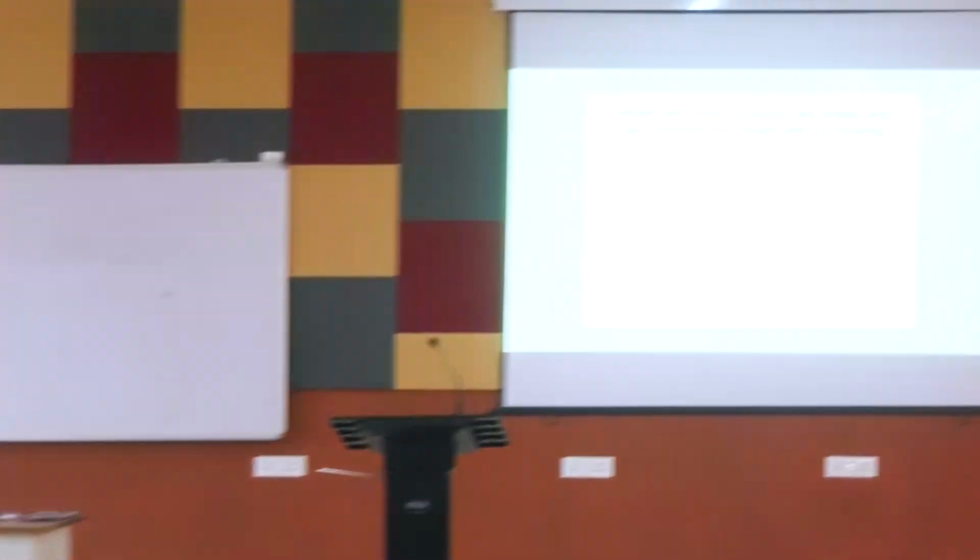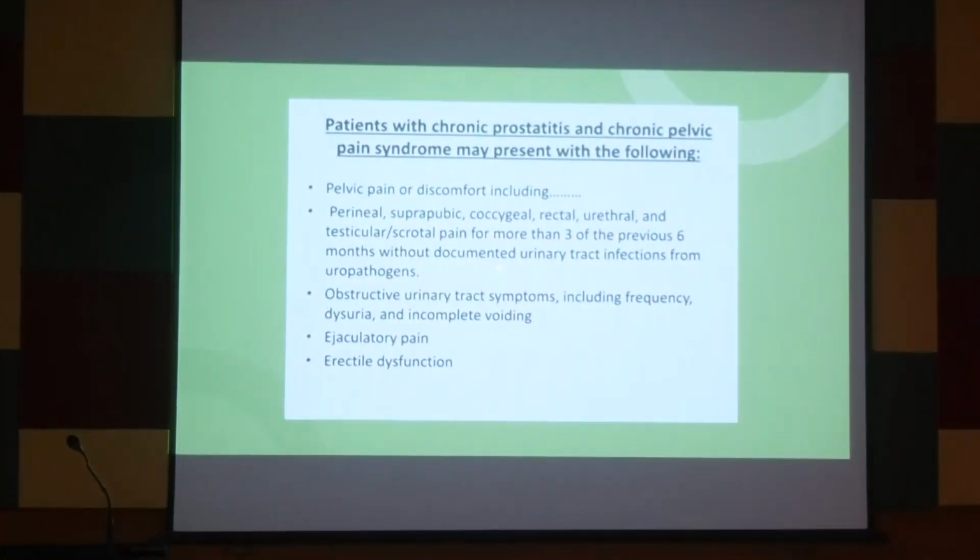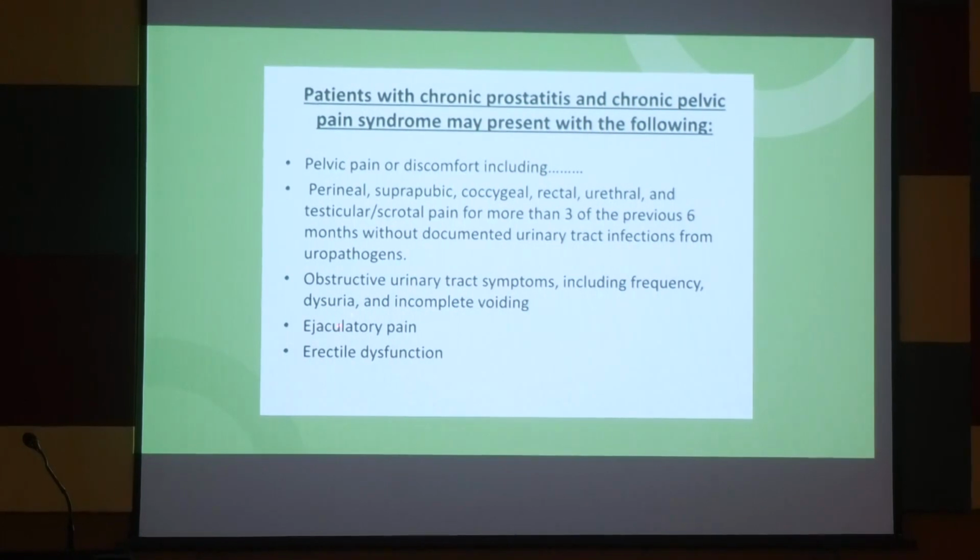Pelvic pain or discomfort, as told earlier, perineal, suprapubic, coccygeal, rectal, urethral, testicular or scrotal pain for more than 3 or previous 6 months without documented urinary tract infection from uropathogen. Ejaculatory pain, erectile dysfunction can also occur as symptoms in the patient of chronic bacterial prostatitis. So there is a spectrum of clinical features.